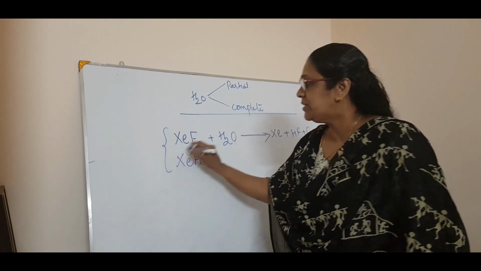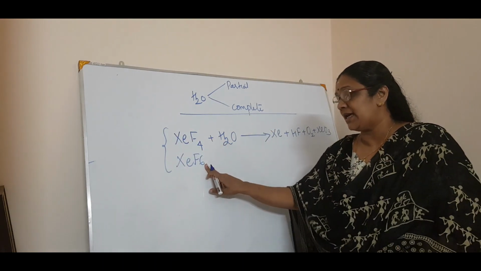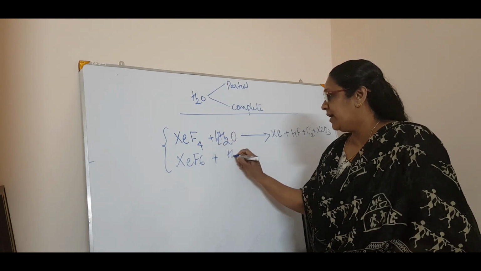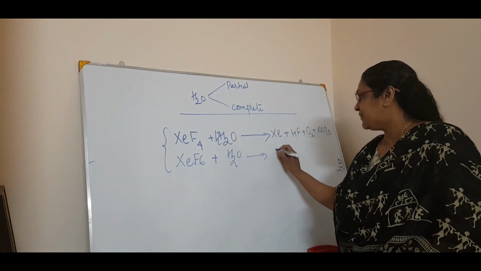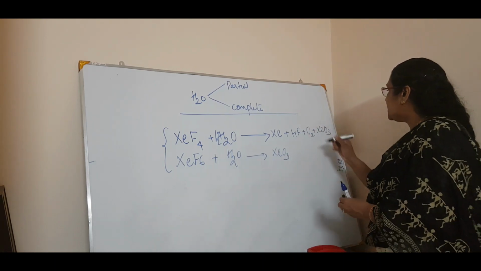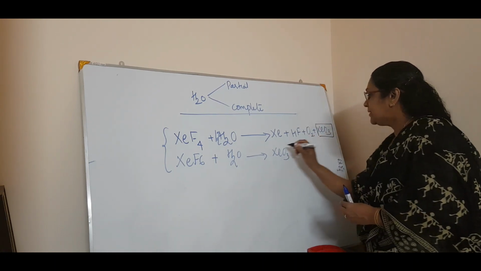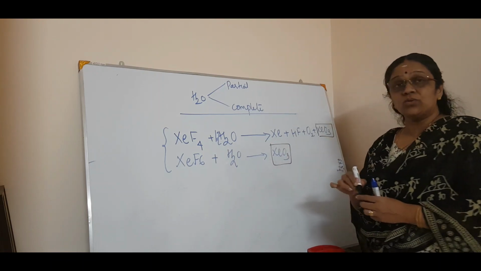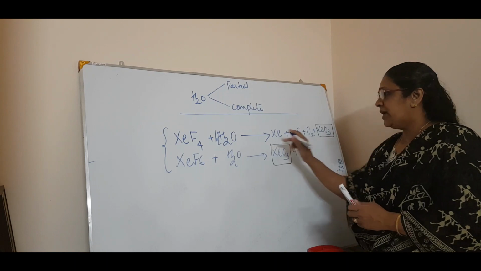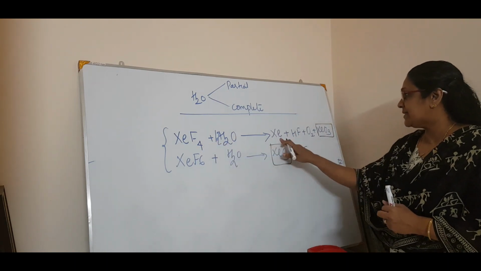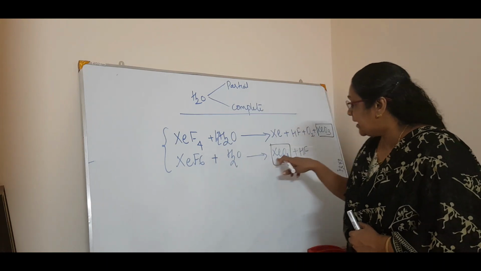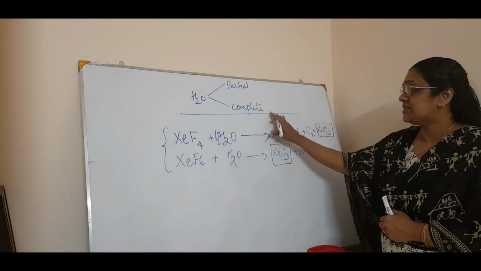So both these XeF4 and XeF6 on complete hydrolysis, this is 12, okay. On complete hydrolysis will give you XeO3 as the product. So if I want to say what is the main product, I can say XeO3 and HF. Here you will have 4 products, Xe plus HF plus O2 plus XeO3. Here it is XeO3 plus HF. So this is complete hydrolysis.